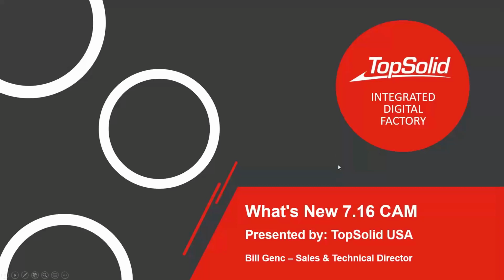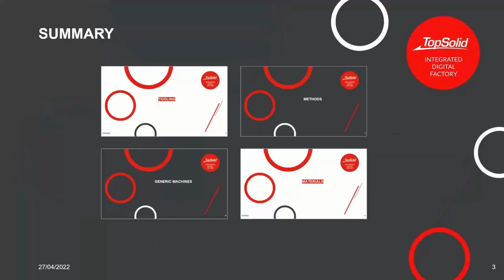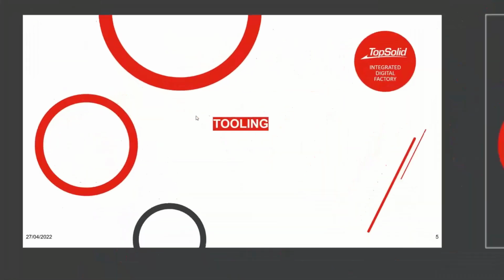So this is the first of our CAM presentations. This first presentation is all about the U.S. market. We have some new standard libraries for the U.S. market to announce. We have a few more that we're hoping to sneak out this year as well, but here we go. We worked on tooling over the past 12 months for the U.S. market. We worked on some standard methodologies, some standard generic machine definitions, I'll explain why when we get into that one, as well as a standard materials library. So let's start with tooling, shall we?